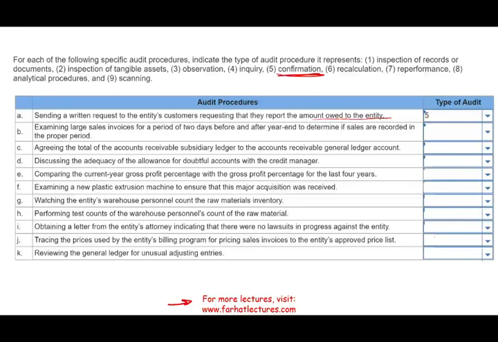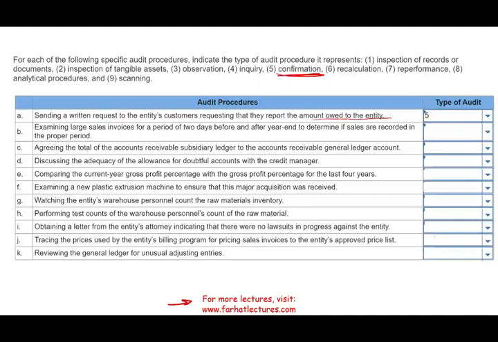I still remember when I was in practice, I would mail those requests myself. I would mail them out. For example, I'd put the client name, the account number, and tell them to report the amount owed to the entity. And I would also put a return envelope with my name on it.